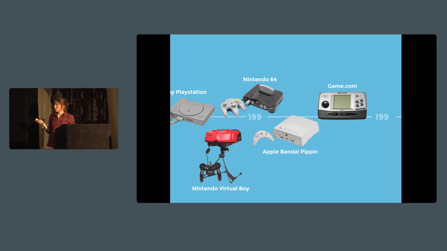Then the Nintendo Virtual Boy, and also, I don't know if you know, Apple came out with a console called the Bandai Pippin. That also wasn't very successful. In 1997, a portable device came out called the Game.com, and it was the first console to have a web browser.